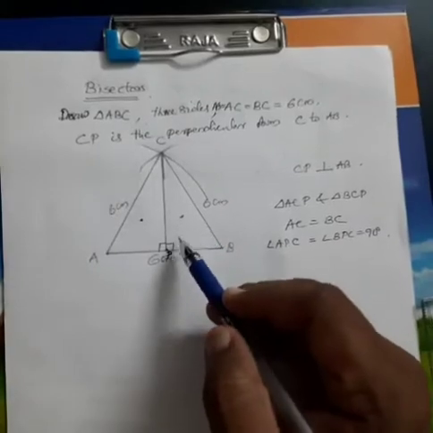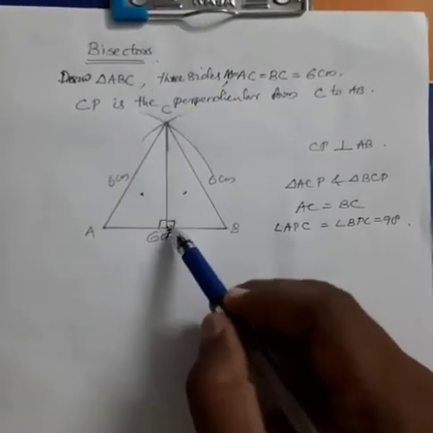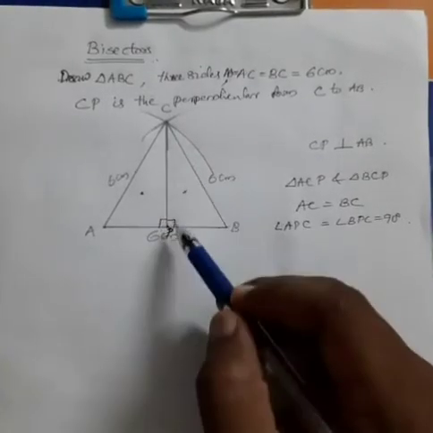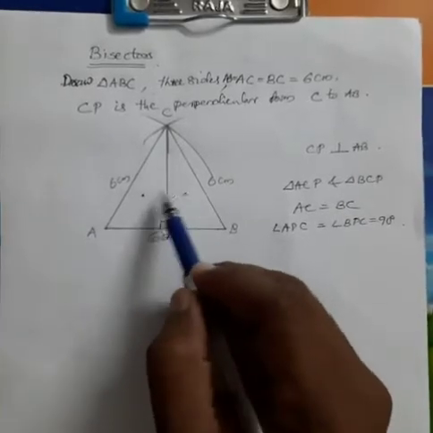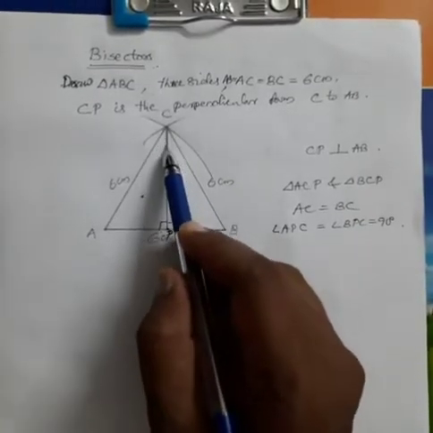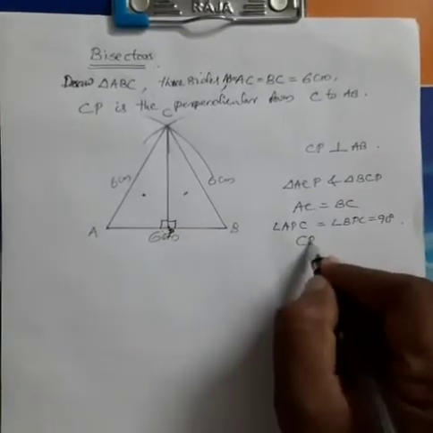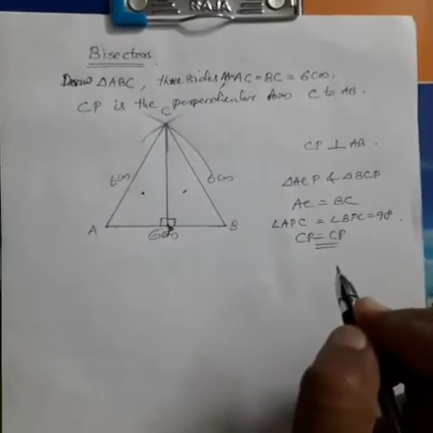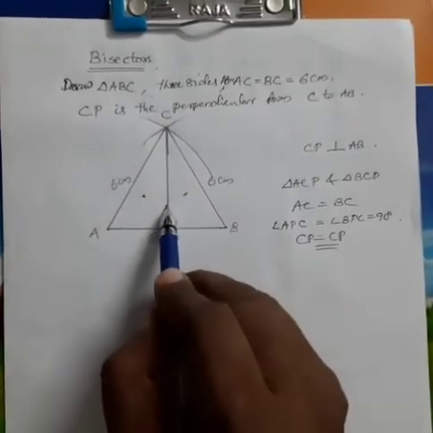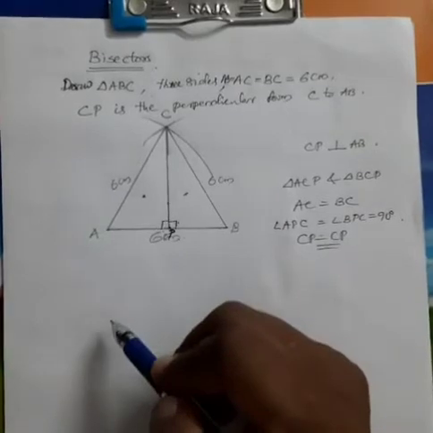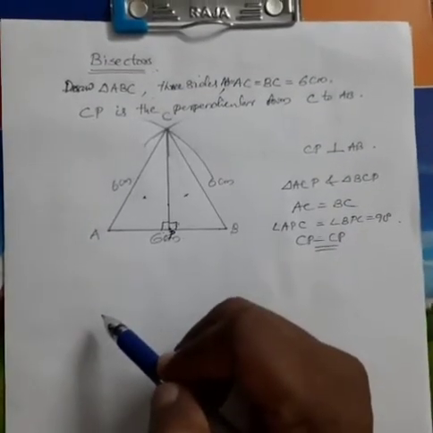So opposite of this side is BC, is angle, this angle, AC is this angle, and consider these two triangles. This CP is the common line for both the triangles, so you can write CP is equal to CP. So CP is a common side and these two angles are equal. We can write these two triangles are equal.